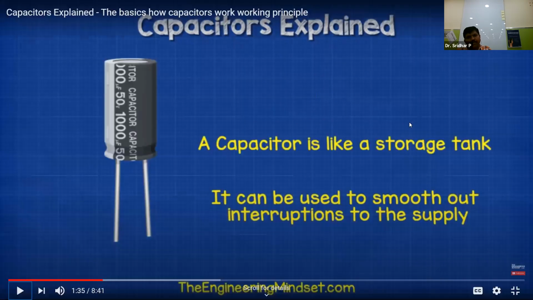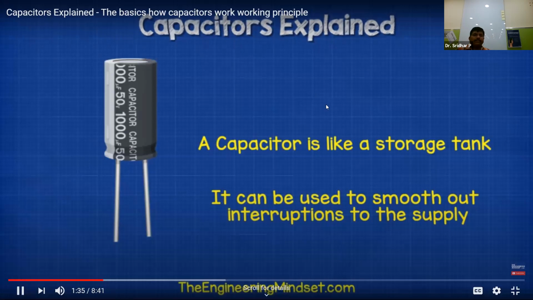So even in the previous slide, even if you turn off the supply, I mean the main valve, up to some extent the water stored in the tank serves our purpose. So like this, that water tank resembles our capacitor. That's the meaning of this.